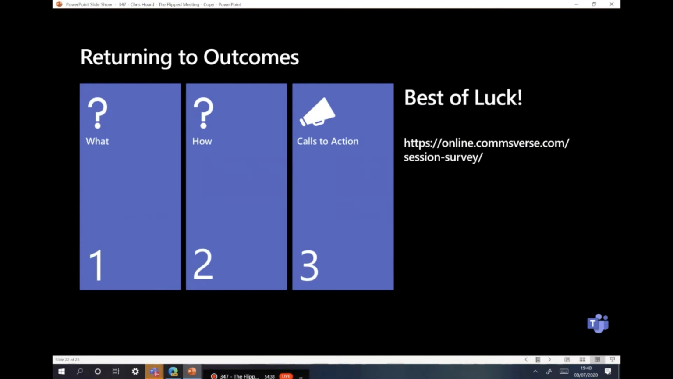So returning to outcomes then, we've looked at what a flipped meeting is. We've looked at how we can use Microsoft Teams with a flipped meeting strategy, and we finally rounded off with some calls to action.